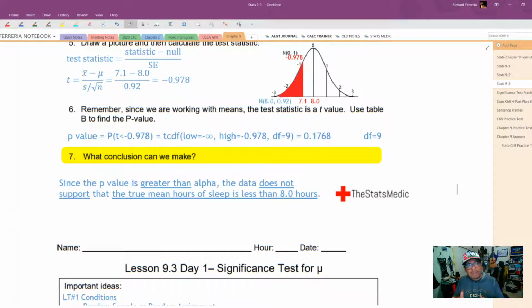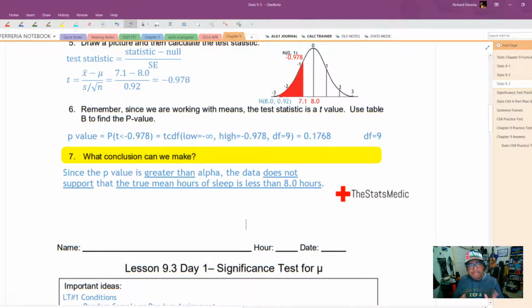We weren't able to make that distinction because of sampling variability. The small sample has a large amount of sampling variability. So 7.1 hours was not sufficiently different than 8.0 to make us say conclusively, or at least at the 5% level, that the mean hours of sleep is less than 8.0. So we're not saying that it's not less than 8.0. We're saying that we couldn't tell based on the data that the mean hours of sleep was less than 8. That's a very slight difference between those two statements.